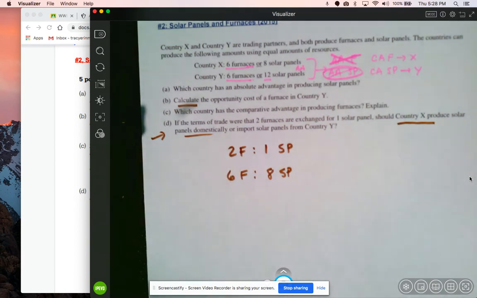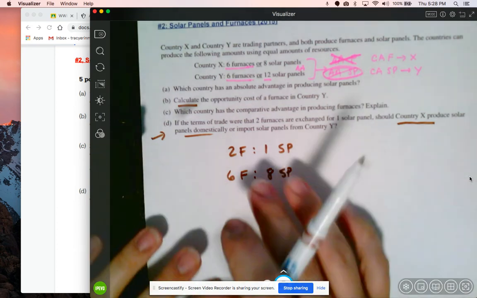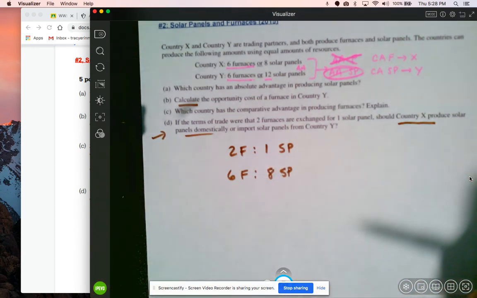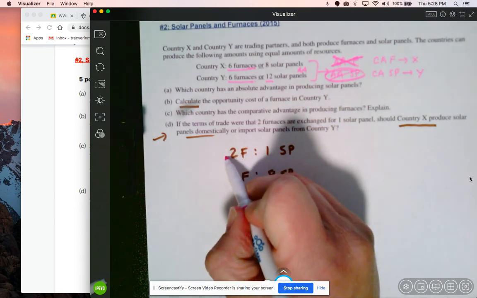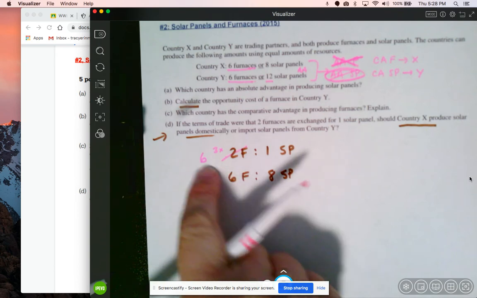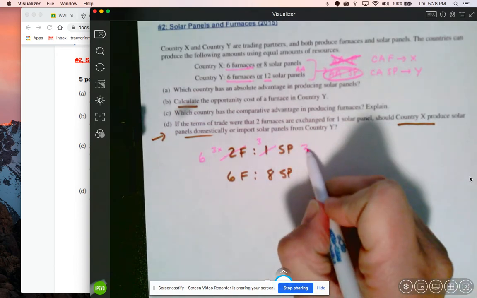So first of all, what would you do to make these on a level playing field so you could even compare what's better? I say there are 2 ways you could do it. One way is you could multiply up, or you could divide down. Multiplying up is going to be much neater, so let me show you that first. I'm going to multiply this by 3 to make this 6, because I want these to be equal. And because I multiplied that by 3, I need to multiply the other one by 3.